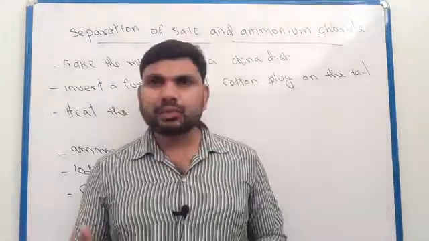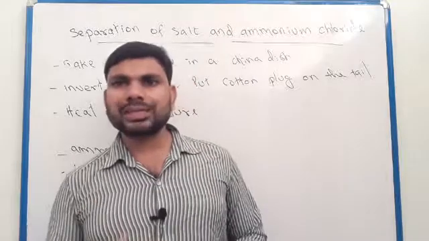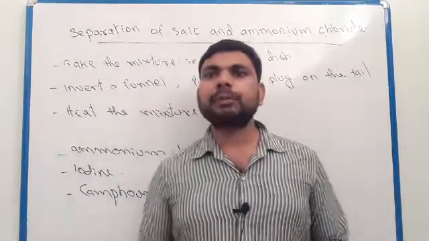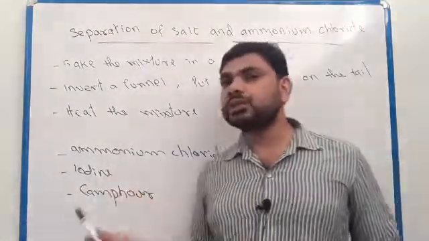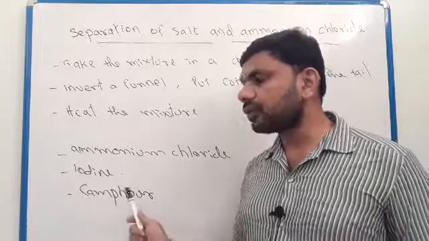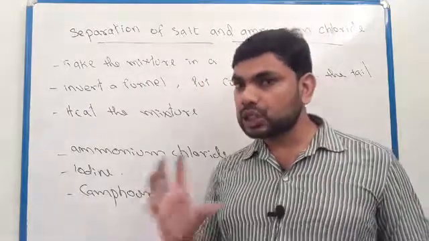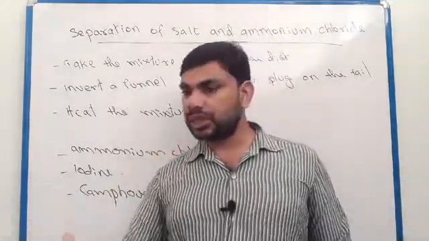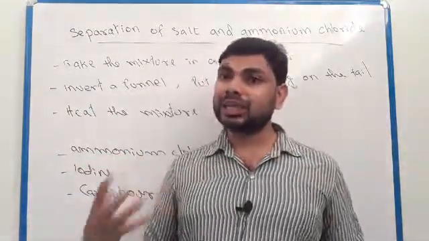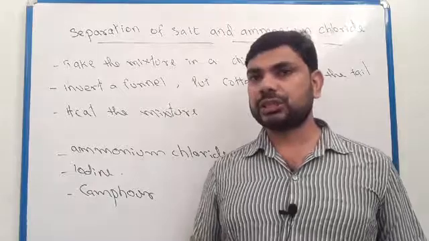Next one we have to discuss here: separation of salt and ammonium chloride. How can we separate them? We know ammonium chloride, this type of solid, will sublimate. Ammonium chloride, iodine, camphor, these types of solids will sublimate. Sublimate means this type of solid directly changes to gaseous state without changing to liquid state. This process is called sublimation.